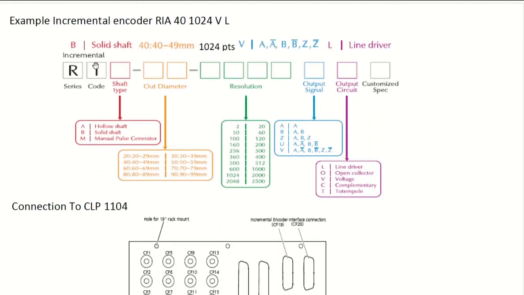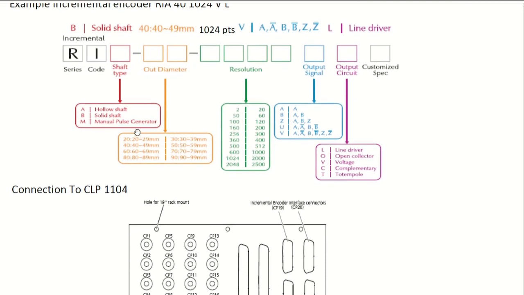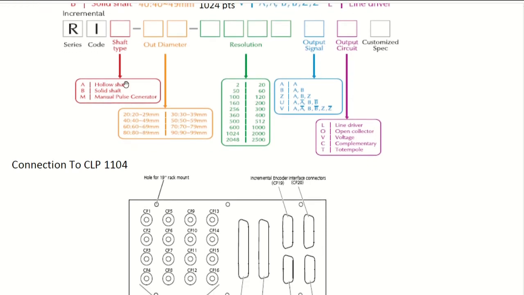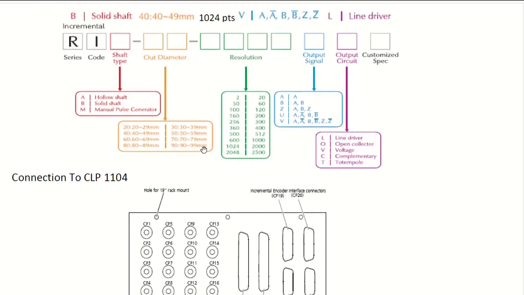Here is an example of how you can choose an incremental encoder. So you first choose the type of shaft, the diameter of the shaft, and more importantly, the resolution. It's better to choose a power of 2, like here 1024 points. So it's how many changes you have per turn.